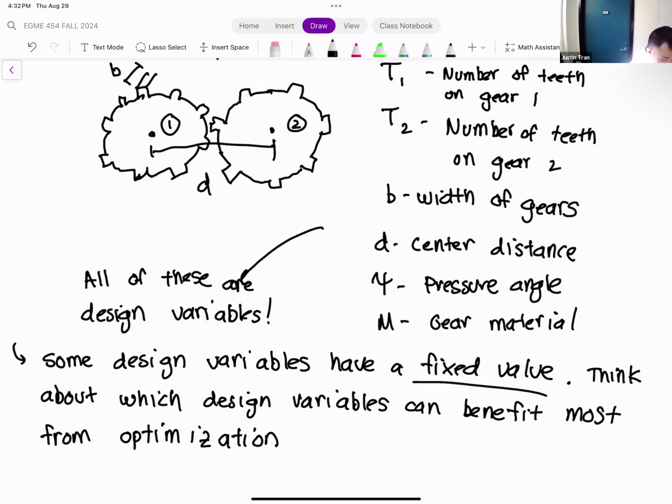All right, any questions on this so far? Okay, so those are the design variables. I think those are the most straightforward thing to understand. Let's talk about constraints.